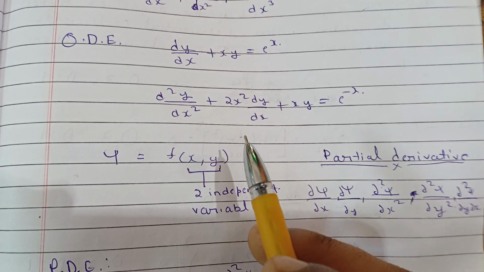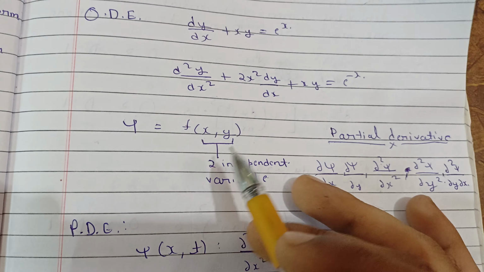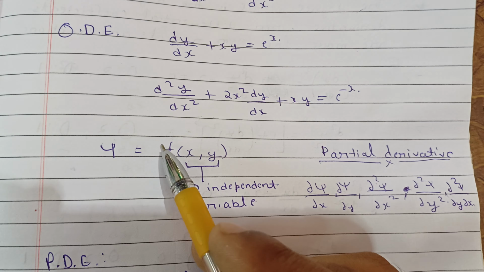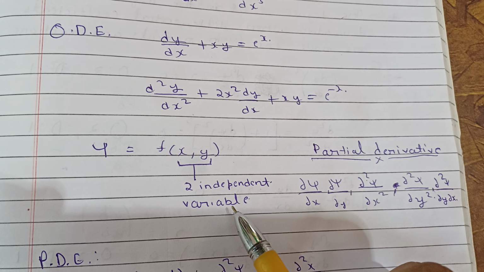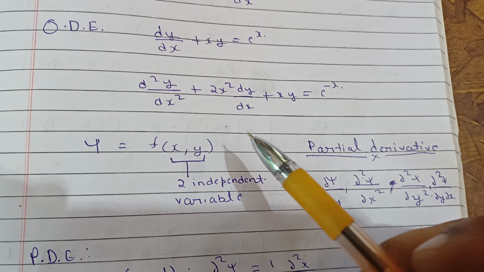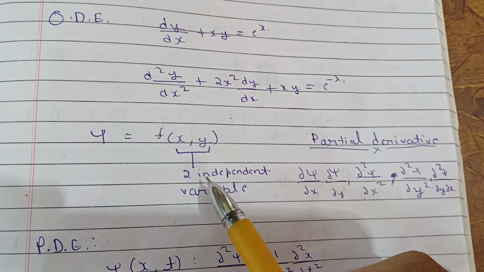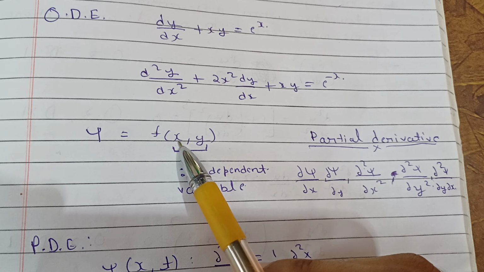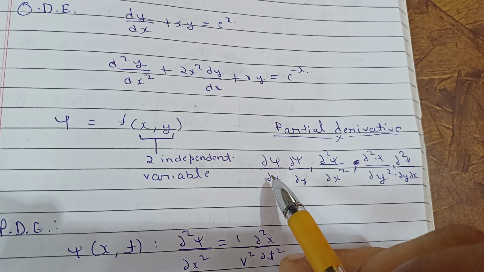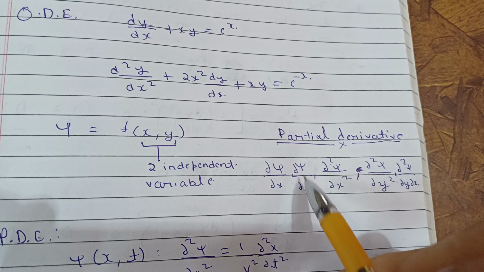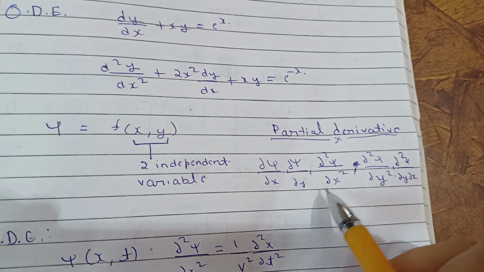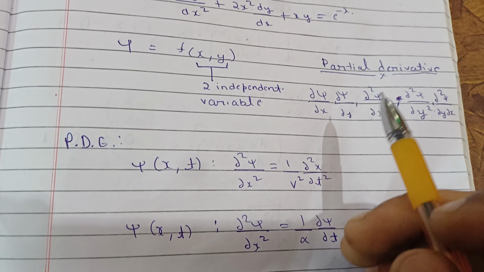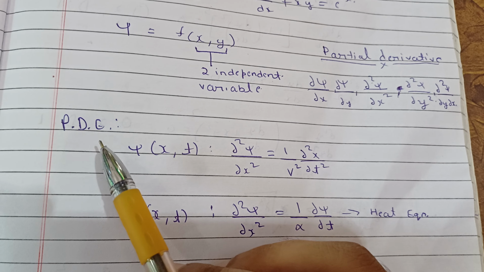Then we will see the second kind, that is PDE, partial differential equations. Let's say psi is a function of x and y, that is f of x and y. Now we have two independent variables on which psi depends. Now we will have partial derivatives, meaning when we differentiate with respect to x, we take y constant, and when we differentiate with respect to y, we take x constant. That's how we write the partial derivatives: del psi by del x, where y is constant, and del psi by del y, where x is constant. These are examples of partial derivatives. When the equation involves this type of derivatives, we call that equation a partial differential equation.